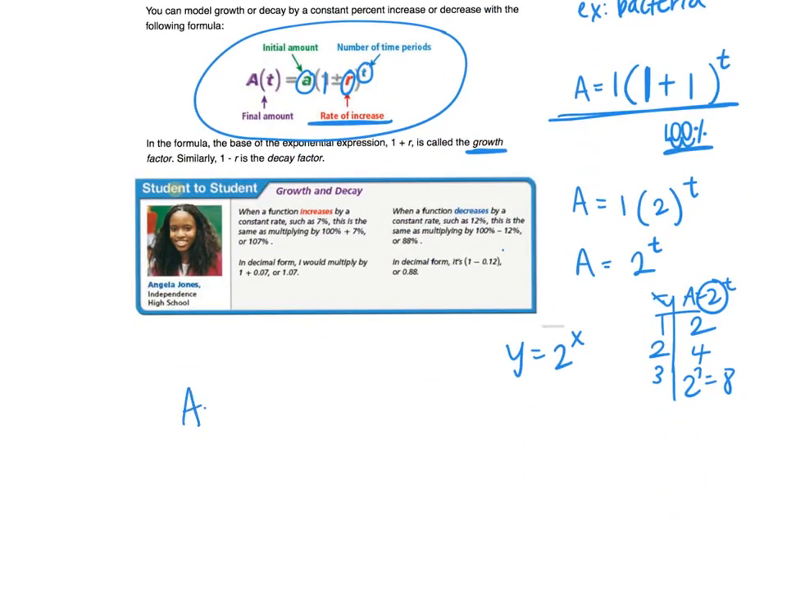So for example, sometimes students do this. You're like, oh, I start with 1 bacteria, and the rate of increase, let's say it's 1. That's not going to work out because you're just always going to have 1. If I plug in 1, I get out 1. If I plug in 2, 1 squared is still 1. If I plug in 3, 1 cubed is still 1. So you need to have that 1 there for the base, because you're multiplying by 100% plus whatever the percent increase or whatever the constant rate is.